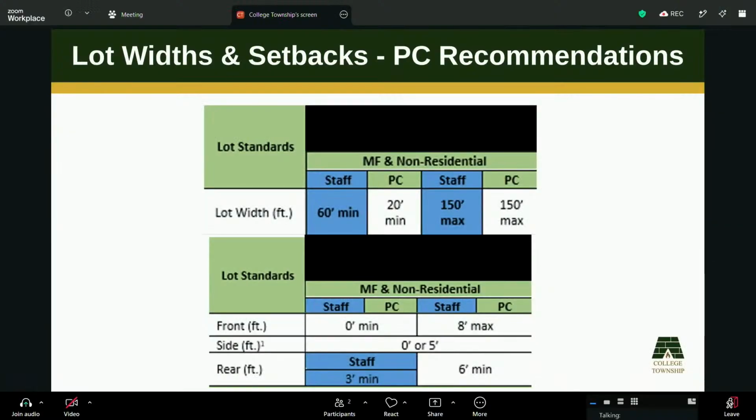But if you have anything that's on scale or at scale, that would be more akin to being located in the less dense mixed neighborhood area. So I just think that, I'm arguing against PC's recommendation of 20. I think that's too identical to your other requirements for single family.